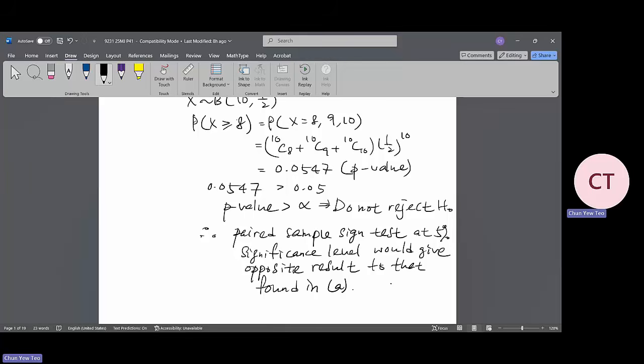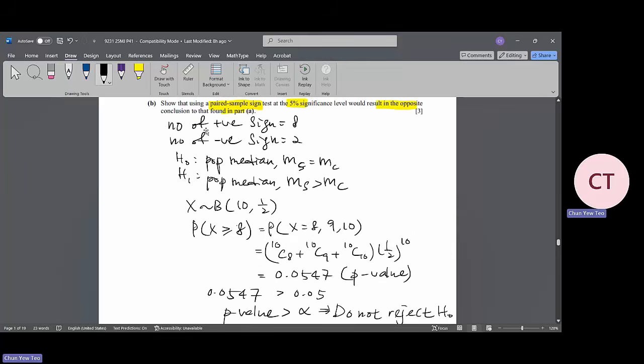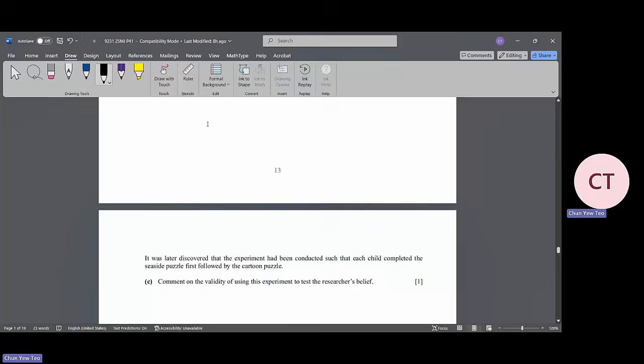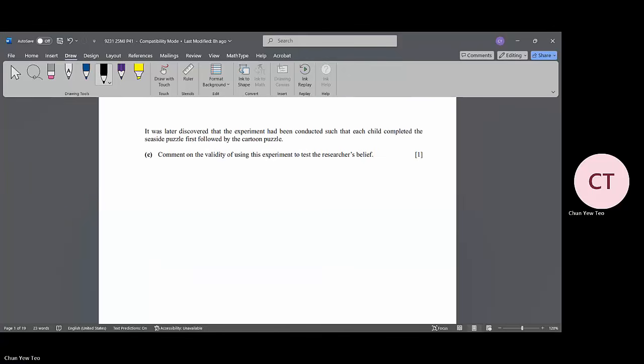Okay, done. So this is the answer for question number 5B. Moving on, we have question number 5C. It was later discovered that the experiment had been conducted such that each child completed the seaside puzzle first, followed by the cartoon puzzle. Comment on the validity of using this experiment to test the researchers' belief.